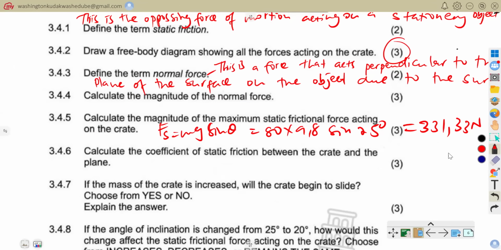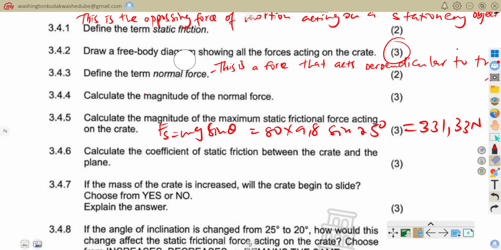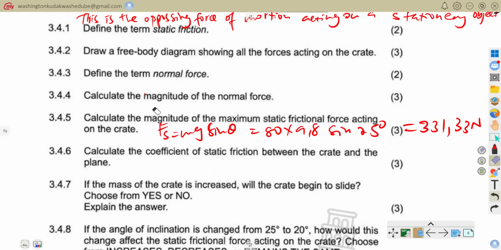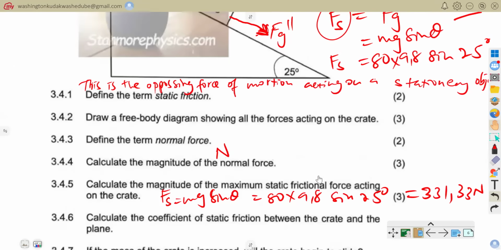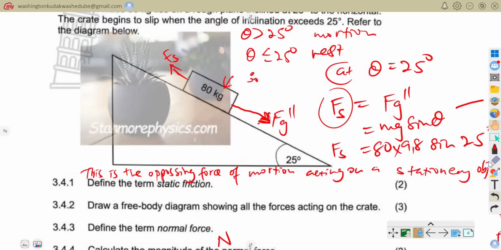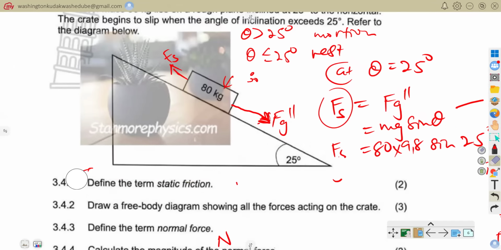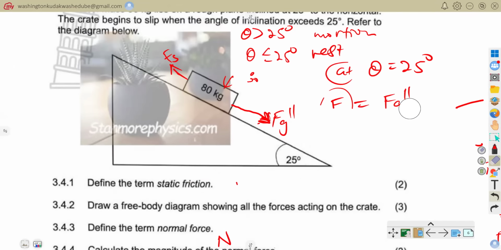33.13 newtons. So I see that here on top, I skipped this question. I'm sure it was due to the information that I had written on top of it. This question was saying, calculate the magnitude of the normal force. We know that the normal force here is being balanced by the gravitational perpendicular force. The normal force is being balanced by the gravitational perpendicular force.